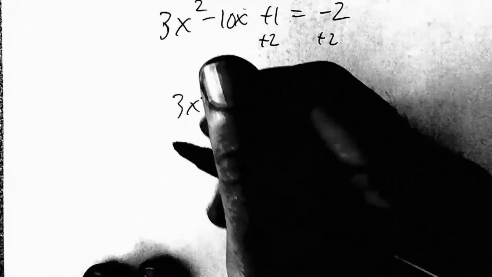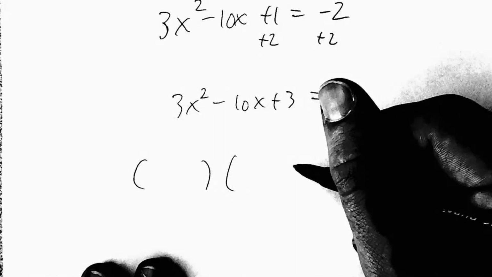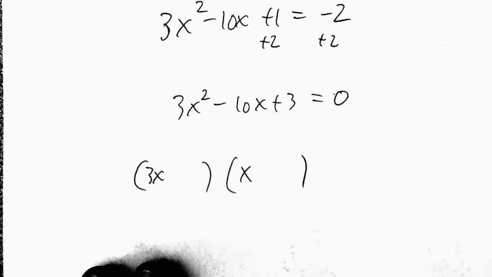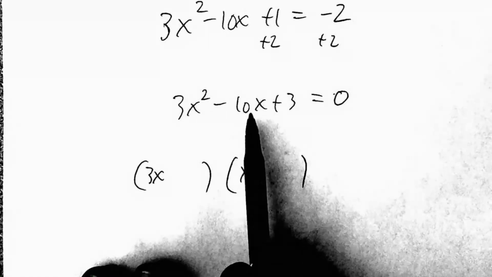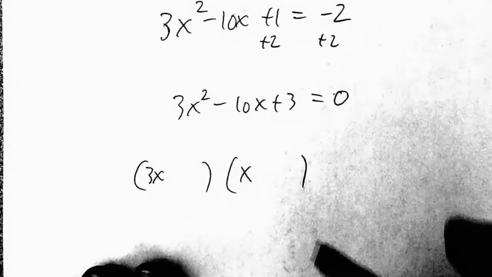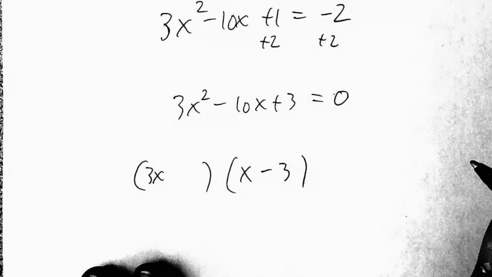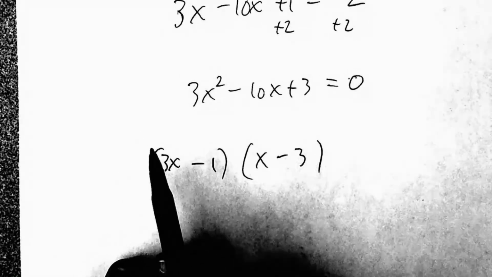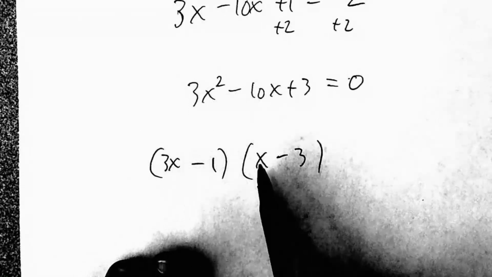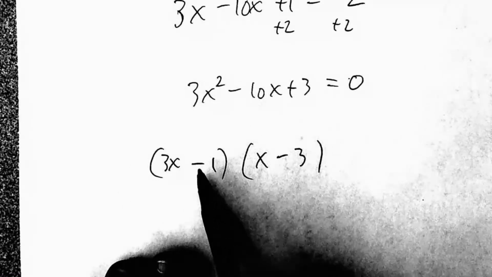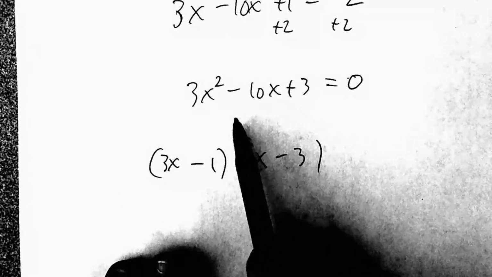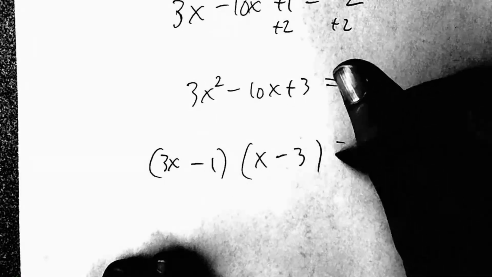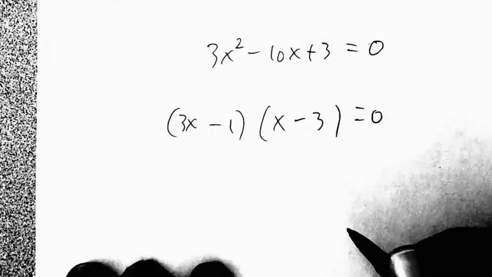Now we got to factor this. I'm going to have a 3x over here and an x over here. And then it's going to be negative 3 here and negative 1 here. I know that because 3x times x is 3x squared, 3x times negative 3 is negative 9x, negative 1 times x is negative x, which gets me negative 10x, and negative 1 and negative 3 get me 3. Equals 0.